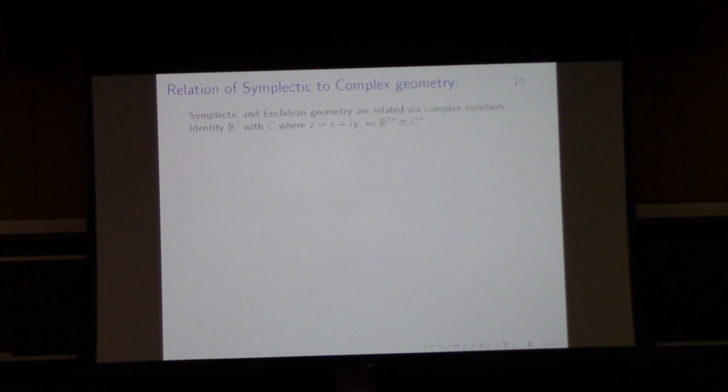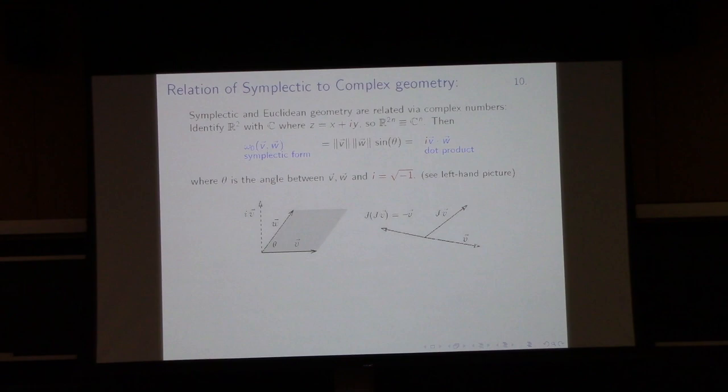And then what's the relation between the symplectic form, which is a skew form, and the dot product? Perhaps I've got a picture here. The symplectic form is the area of this rectangle, which is the length of v times the length of w times the sine of the angle. Well, for the dot product, you take the length of v times the length of w times the cosine of the angle. So instead of this angle theta, the cosine would be of pi over 2 minus theta. So really what you're doing is taking v and rotating it by i, rotating it by 90 degrees, and taking the dot product.